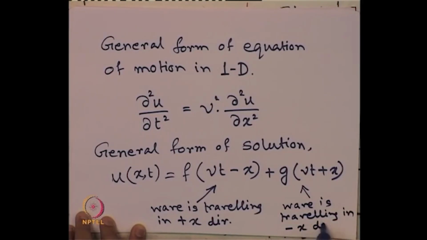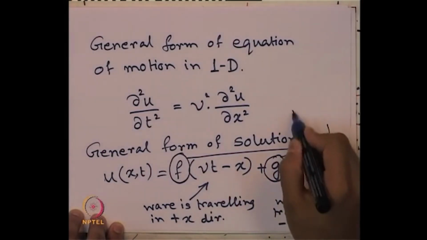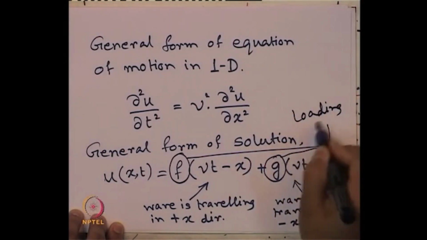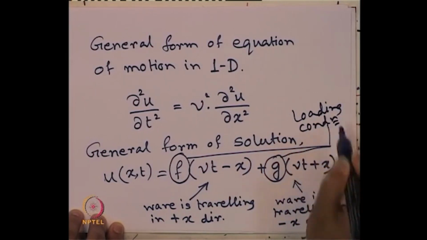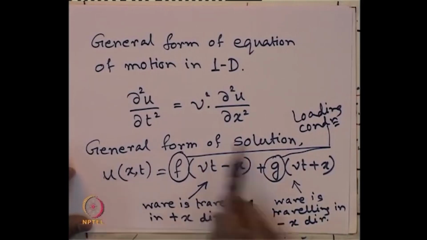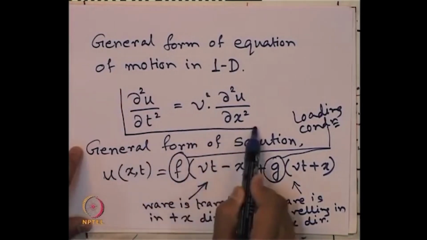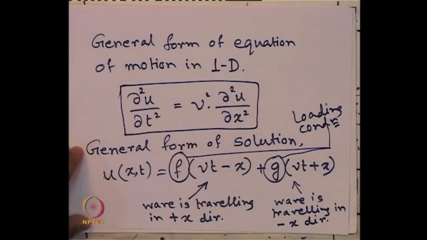in the negative x direction. So, we have seen what is positive x direction and what is our negative x direction, and this form of f and g depends on the type of loading. This function f and this function g, they depend on the loading condition. Okay. So, with that loading condition, different types of solution we will get for this governing equation of motion, which we have arrived over here.